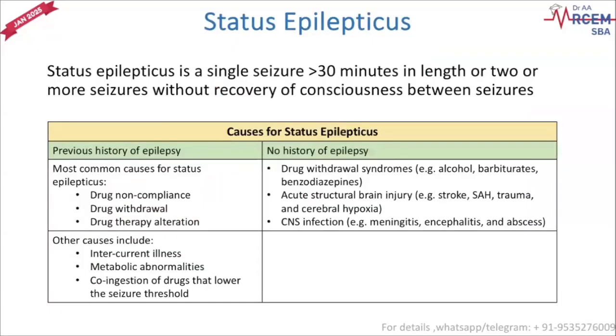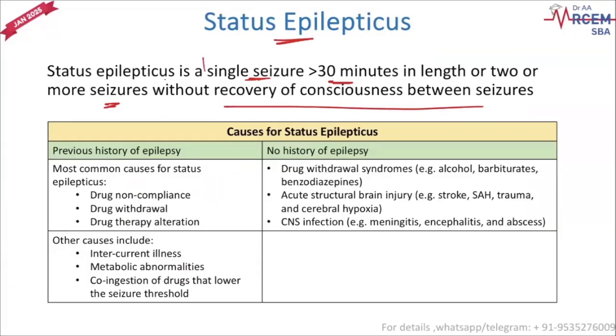Status epilepticus. What is status epilepticus? A single seizure which is lasting for more than 30 minutes, then we call it status epilepticus. If two or more seizures are lasting without complete recovery in between the seizures, then also you call it status epilepticus. What do I mean by the second phrase?